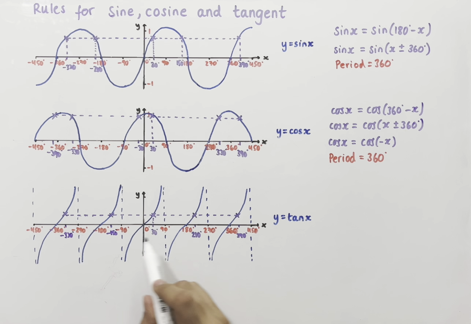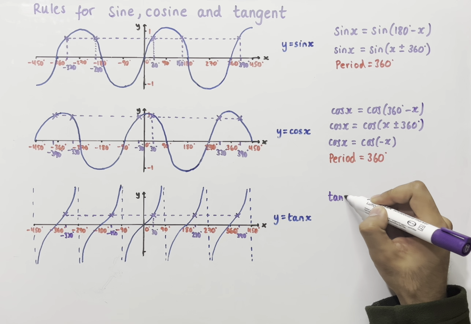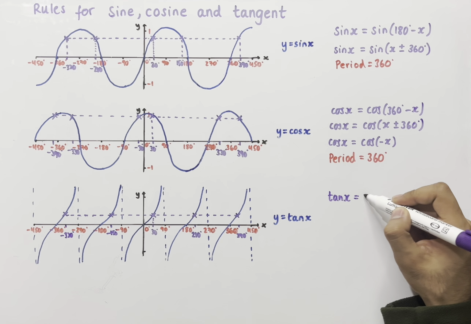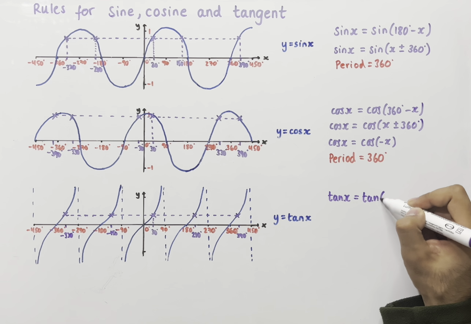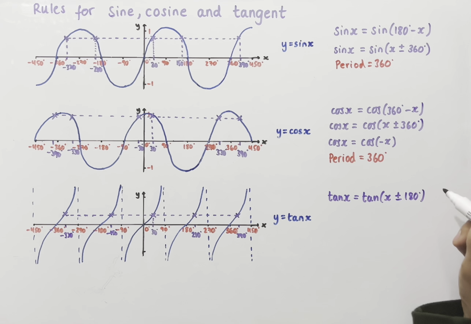And so we can generalize this for the tan graph as tan of an angle, say x, is equal to tan of that same angle x plus or minus 180 degrees. And this is the only rule for the tan graph.